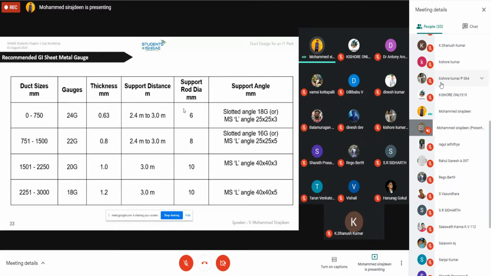The 25 gauge is a unit. The gauge is converted into mm, and it will be 0.63 mm. Then for a 750 mm duct, we need to provide supports at a distance of 2.4 to 3 meters. We have to give anchor fasteners and wire hanger supports. We can give any supports, but the support distance should be a minimum of 2.4 and a maximum of 3 meters. We can provide supports even for 100 mm, but what is the use? Our requirement is 2.4.